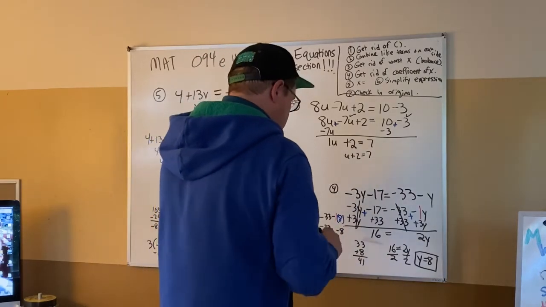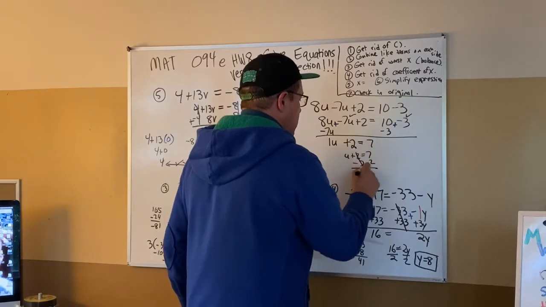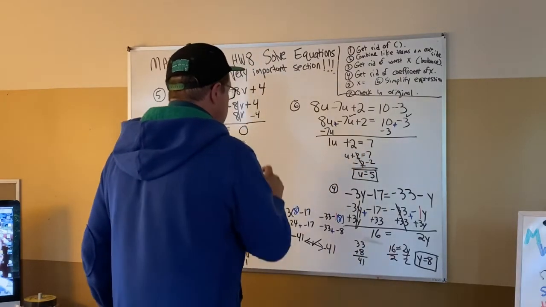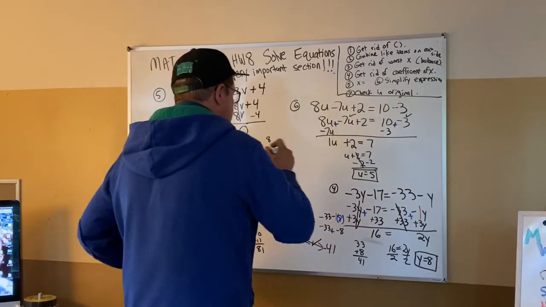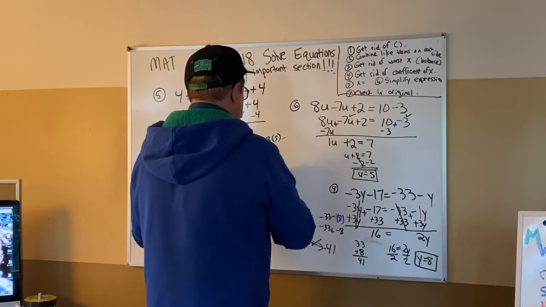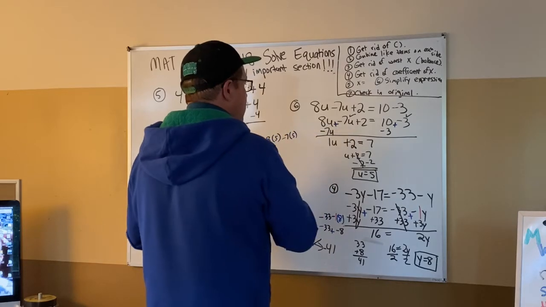1u is u, so we're closer to the answer than we normally would be. Subtract 2, u equals 5. Let's go see. 8 times my number, not 85, it's 8 times 5, minus 7 times my number, not 75, 7 times 5, plus 2.